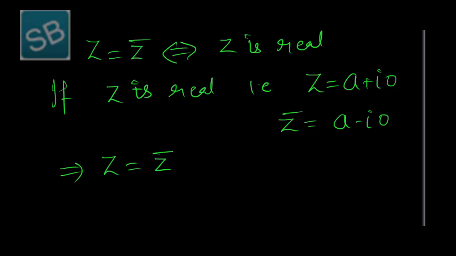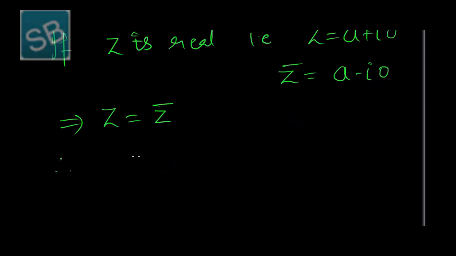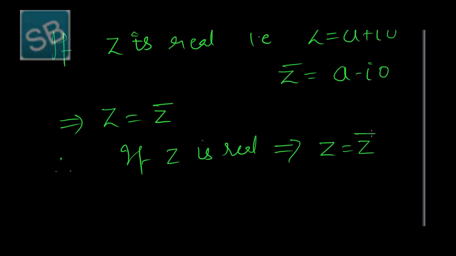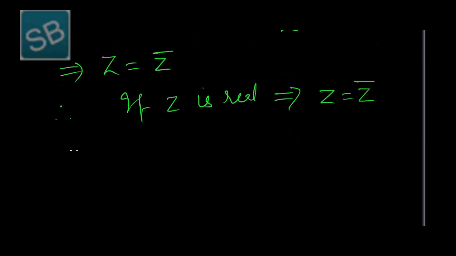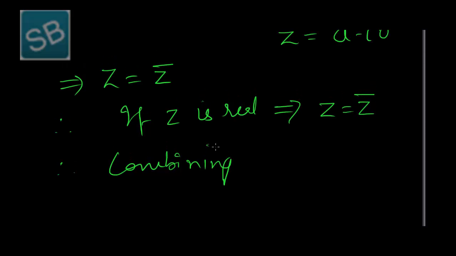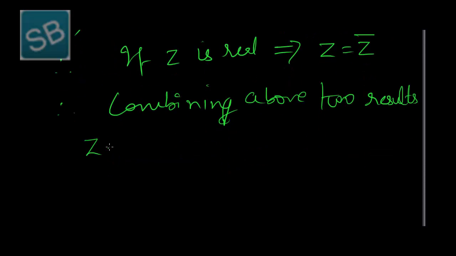Therefore, if z is real, it implies z is equal to z bar. Therefore, combining the above two results, z is equal to z bar if and only if z is real.